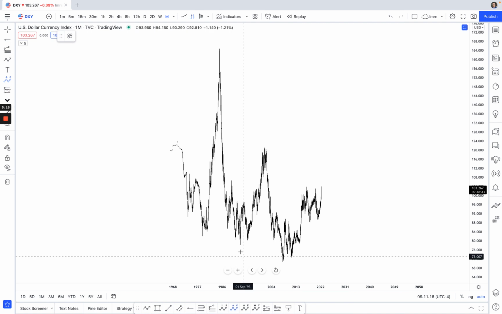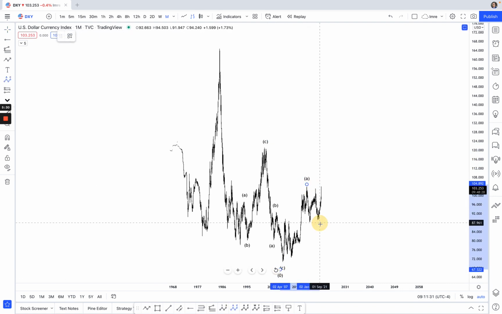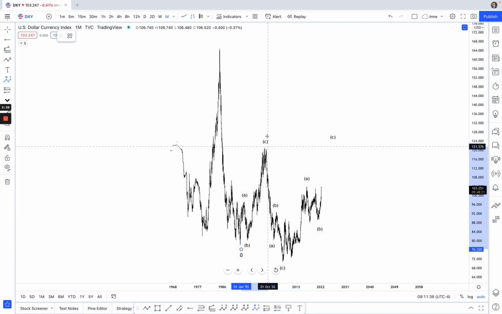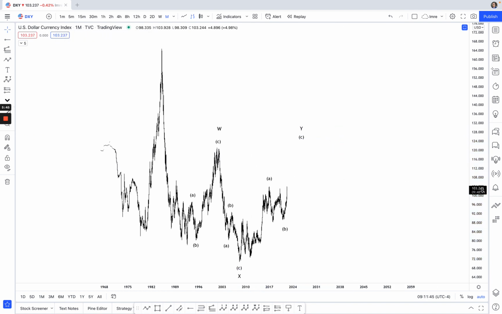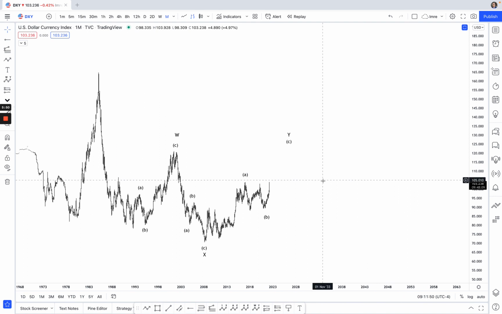So check this out. What if it's A, B, C, and then we had A, B, C, and now we have A, B, C to complete a very complex looking sideways correction with two new price extremes. So the labels for this would be W, X, and Y. I kind of like this interpretation right now. This is probably what I'm leaning towards the most.